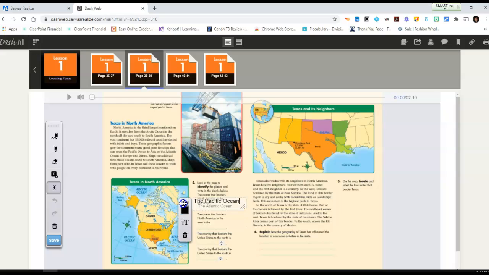So, my next question says, the country that borders the United States to the north is... Raise your hand if you can tell me the name of the country that borders the United States to the north. Saini. Mexico. To the north? What direction is Mexico? It's south. You're right. Oh my gosh.